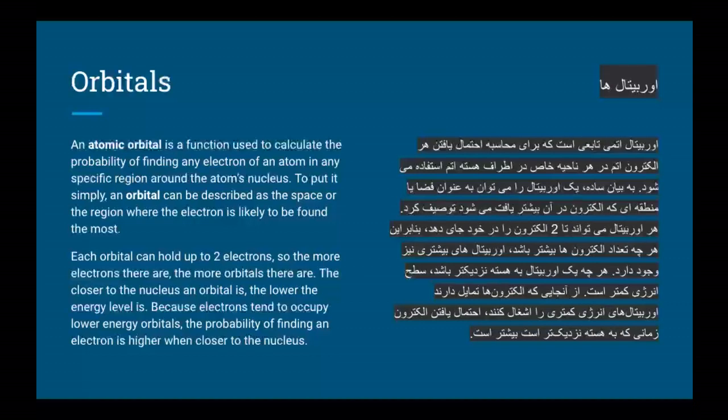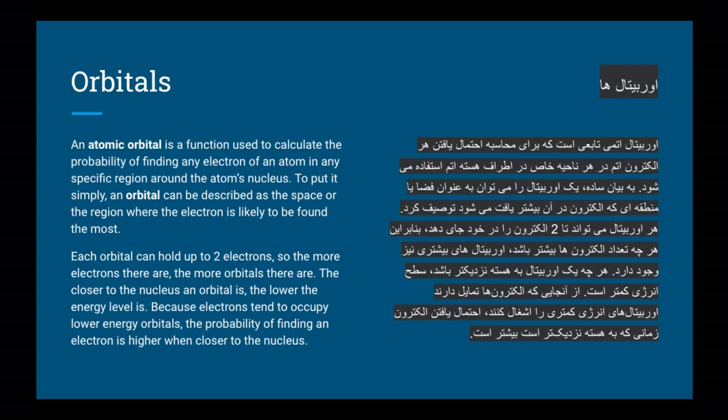Today I'll be talking a little bit about orbitals. One way to define an orbital is a function used to calculate the probability of finding any electron of an atom in any specific region around the atom's nucleus. A second and simpler way is the space or region where the electron is likely to be found the most. Each orbital can hold up to 2 electrons.